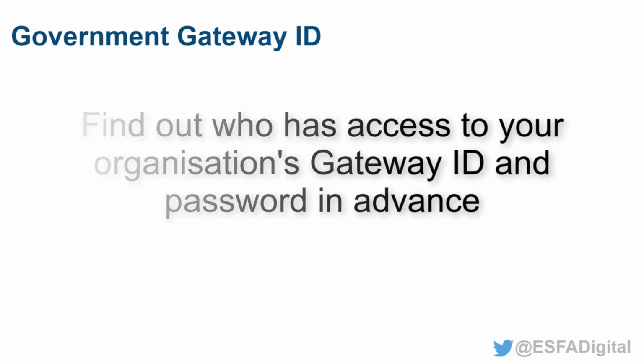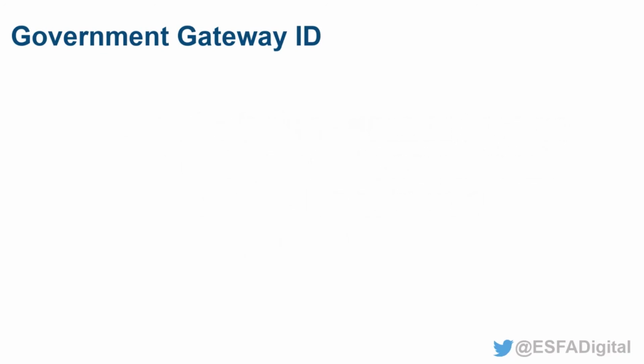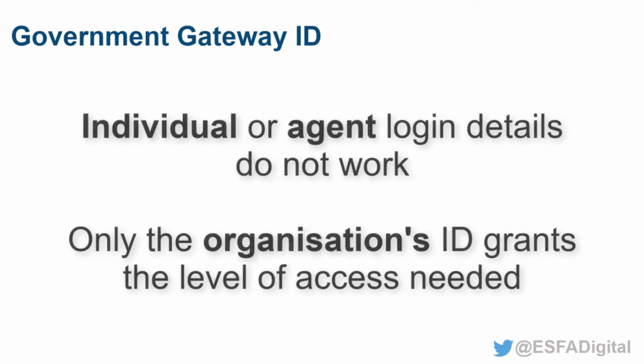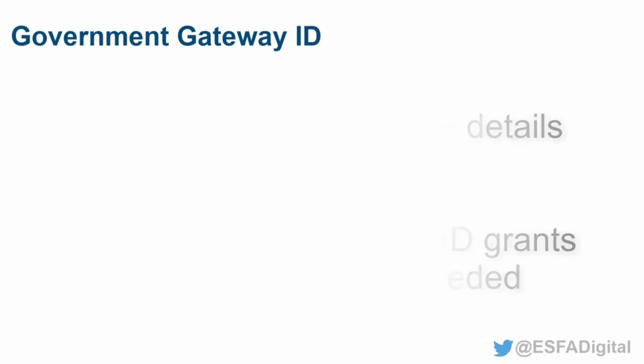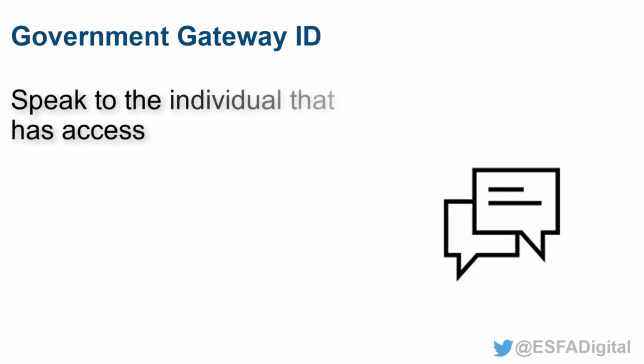If you manage an organisation's Gateway ID, please be aware that individual or agent Gateway login details won't work. They don't provide the level of access the apprenticeship service needs to gather relevant information from HMRC. Only the organisation's ID provides the information needed. If you don't have access to these details, speak to the individual that does.